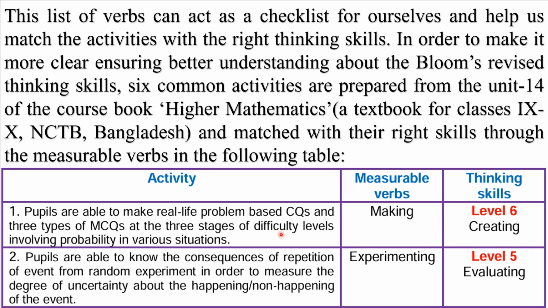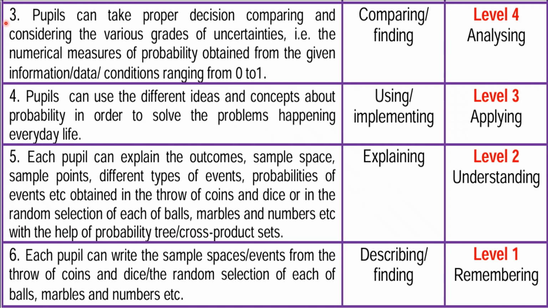stages of difficulty levels involving probability in various situations, making level 6 creating. 2. Pupils are able to know the consequence of repetition of event from random experiment in order to measure the degree of uncertainty about the happening or non-happening of the event. Experimenting. Level 5. Evaluating.